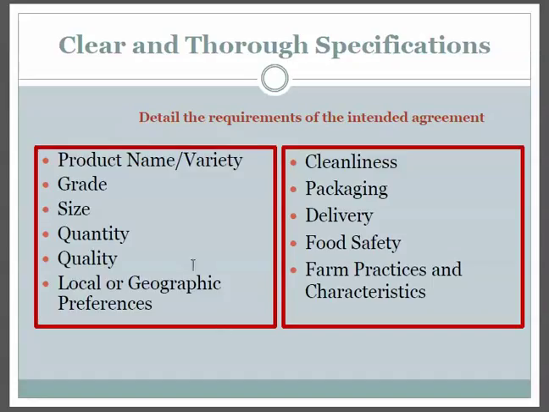Your school may have specific requirements to have on specifications. These are some of the things that you might include. One of the pieces that is usually included is the local or geographical preferences. Product name, the grade, the quantity, certainly the quantity and the quality, farm practices and characteristics. These are various elements that will be made known to you.